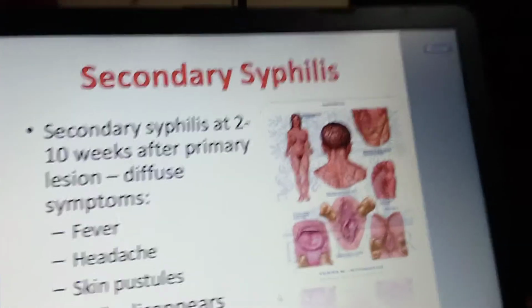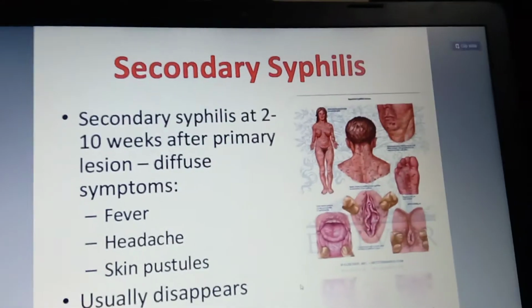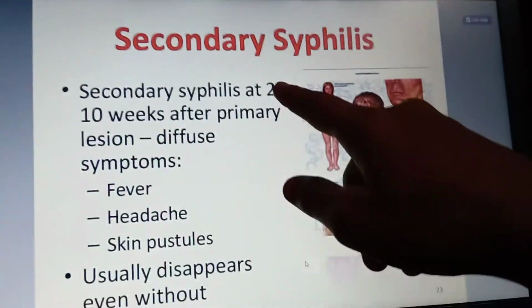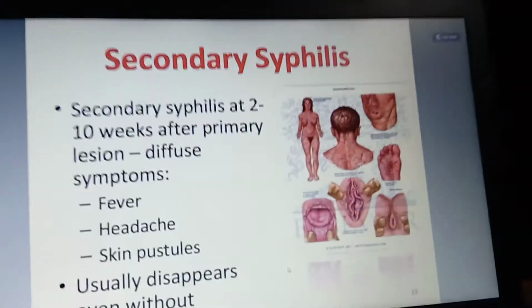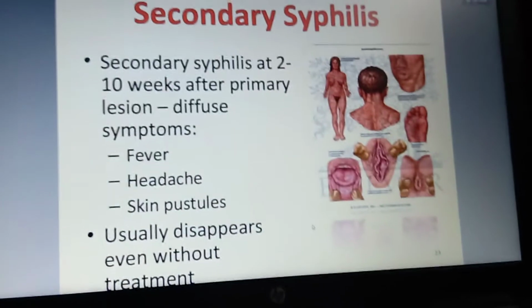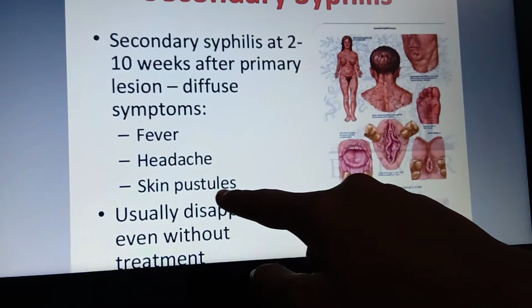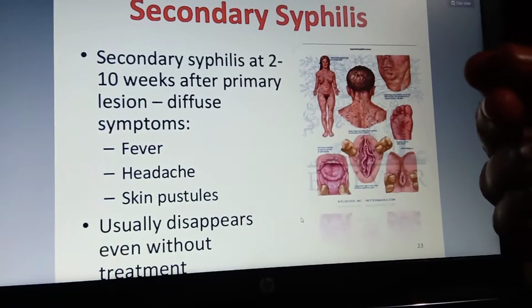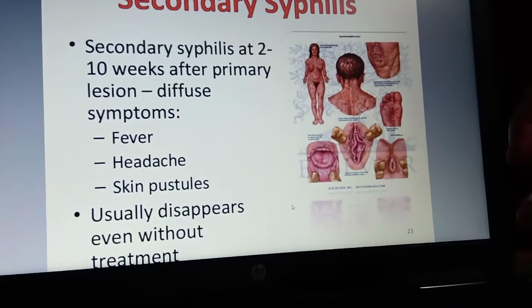In secondary syphilis, you see that it develops 2 to 10 weeks after the primary lesions. The symptoms here are fever, headache, and skin pustules. Pustule formation means something like a pimple filled with pus.